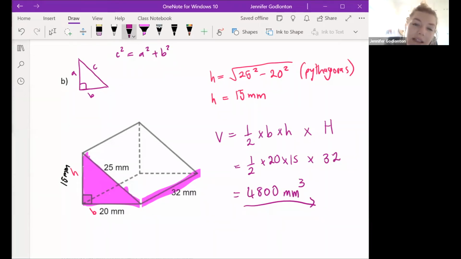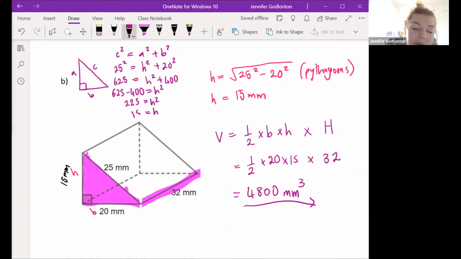All right. So in this case over here, 25 squared is equal to h squared, because we don't know what h is, plus 20 squared. So 625 is equal to h squared plus 400. I'm going to move that 400 over. So 225 is equal to h squared, which means h is equal to 15.